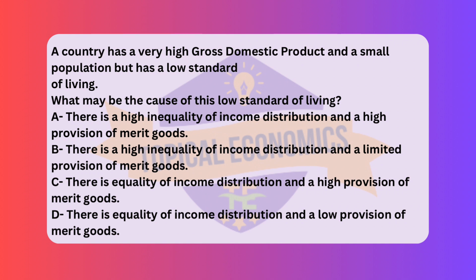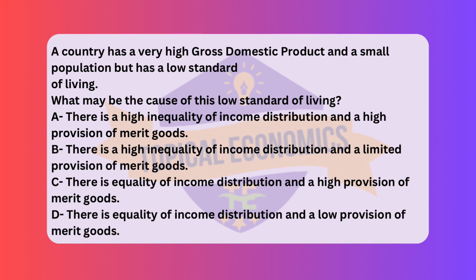Analyzing the other options. Option A. There is a high inequality of income distribution and a high provision of merit goods, is incorrect because high provision of merit goods would likely improve the standard of living, even if income inequality is high. While high inequality can still lead to a lower standard of living for most people, the high provision of merit goods, like public healthcare, education, and infrastructure, would help mitigate some of the negative effects of inequality. Next, option C.